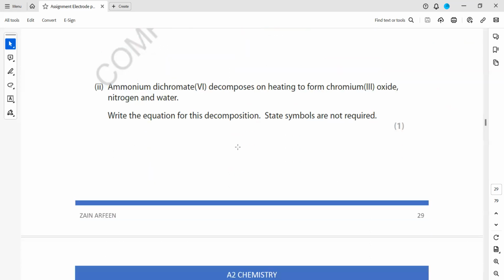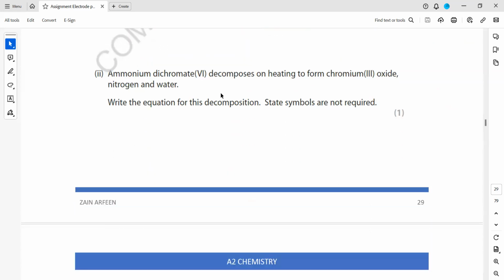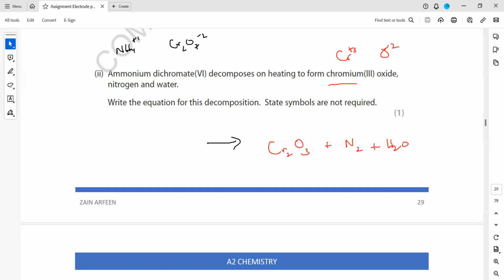The next one is ammonium dichromate. On heating, it forms chromium(III) oxide, nitrogen, and water. Chromium is +3, oxygen -2, so chromium(III) oxide is Cr2O3, plus nitrogen, N2, plus water, H2O. At the beginning is ammonium dichromate(VI). Ammonium is +1 and the dichromate ion is Cr2O7 with a charge of -2. So ammonium dichromate will be (NH4)2Cr2O7.